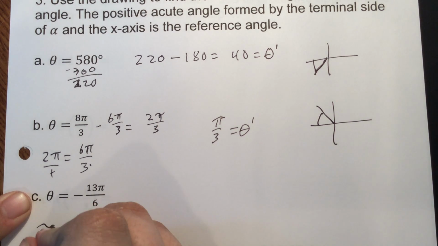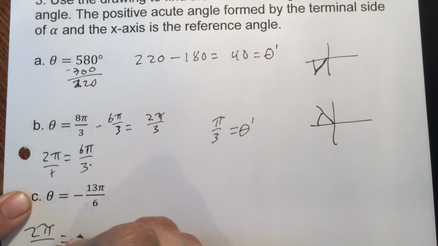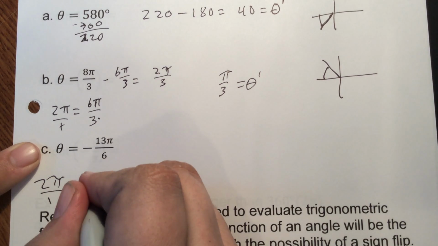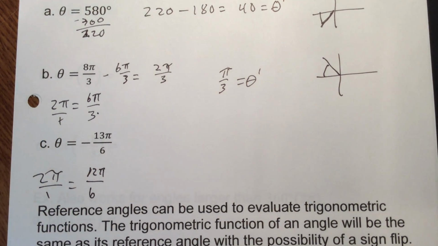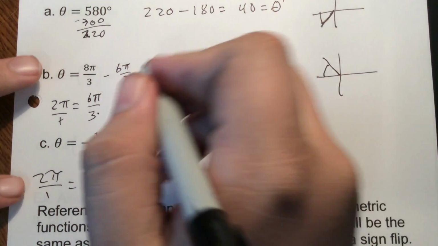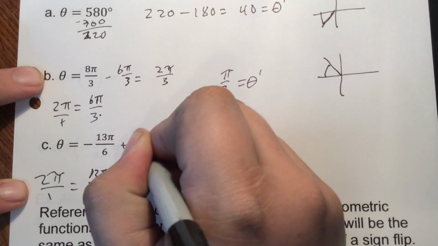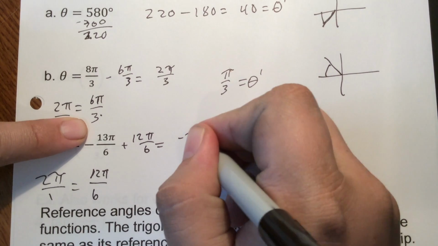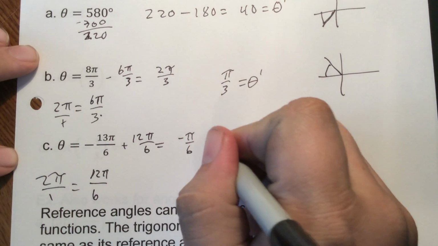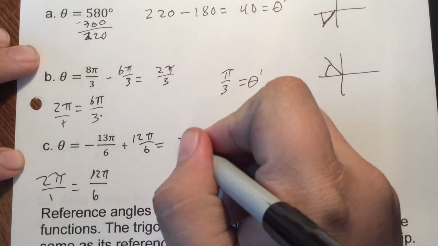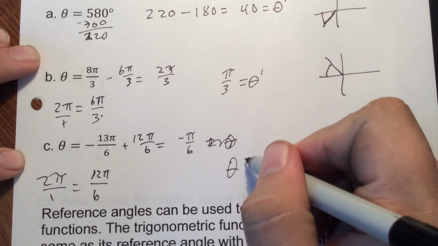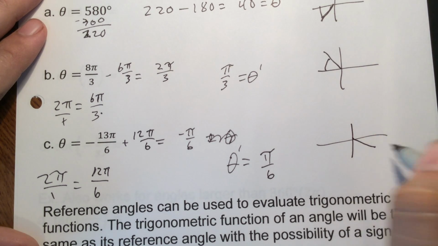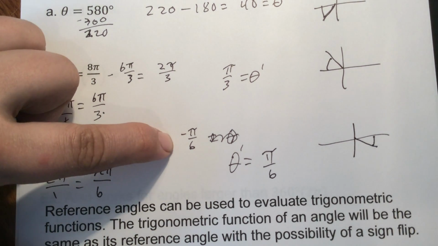Okay, same thing here. So 2 pi is going to be what with the denominator of 6? Well, if I take 1 times 6, 2 times 6 would be 12 pi. So we're more than one revolution, however we're backwards. So we're just going to add this 12 pi over 6 in to try and get back into this. 13 and 12, we're going to end up with a negative pi over 6. That one's simple. That's going to be your reference angle. Actually, hold on. Our reference angle is just going to be the positive pi over 6. Because if you think about it, at negative pi over 6, we're down that far. So, well, how far back? Well, a pi over 6 back.